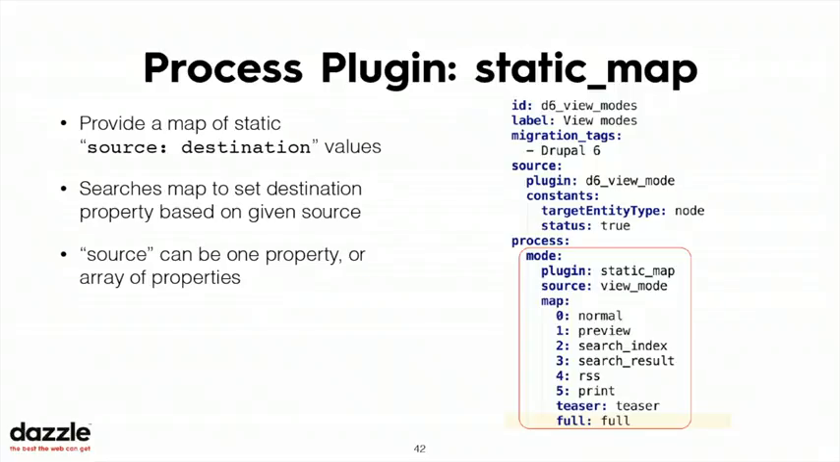Here's another example of a process plugin, the static map. This provides just a static map of source destination values. Basically, it will search the map for a given source and return the destination. So in this case, if your source value is 1, then the destination will be preview. So this example will migrate over Drupal 6 view modes. In Drupal 6 they were numeric, and in Drupal 8 they have a machine readable name. So this is an easy way to migrate over this kind of data.